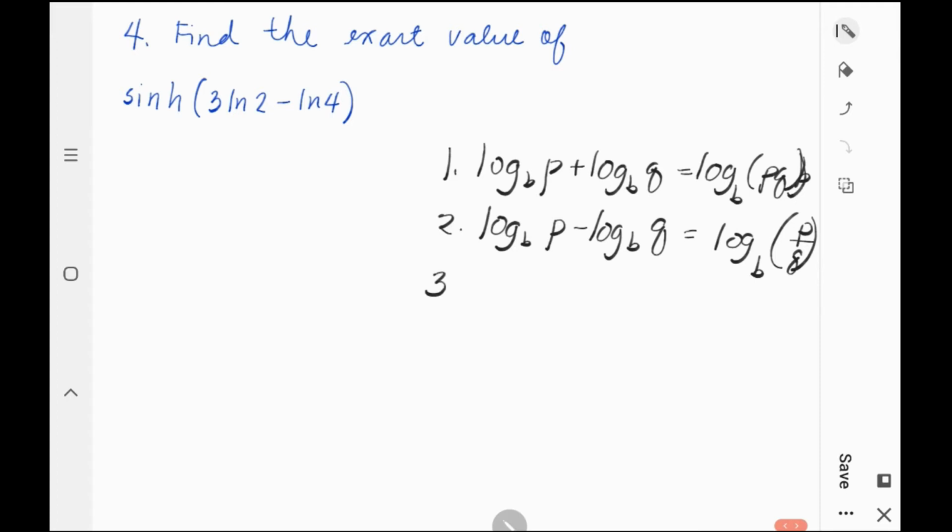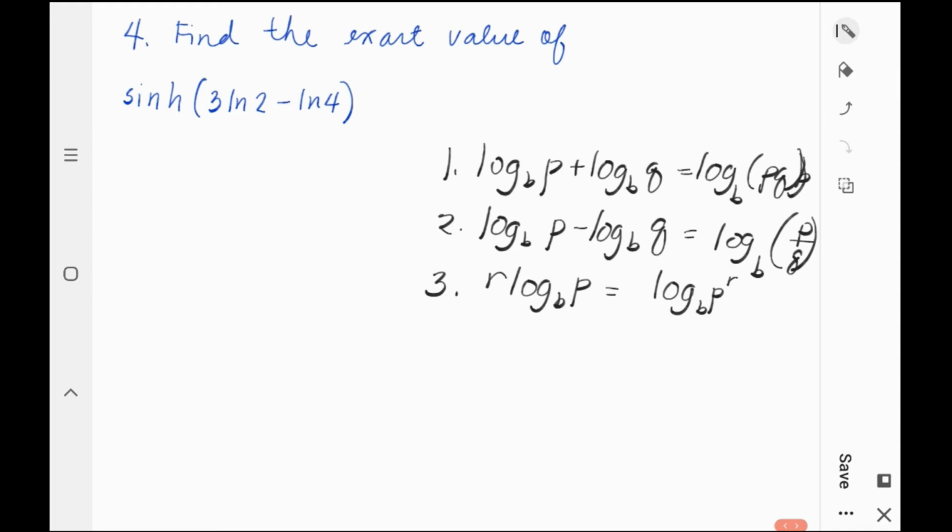And then we have number 3, r times the logarithm of p base b. This is equal to the logarithm of p raised to r base b. Of course, for appropriate values of p, q, and b.